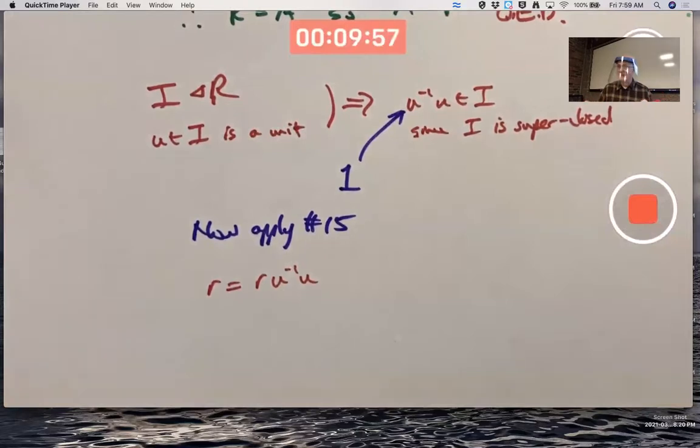Anytime an ideal contains a unit, it's the entire ring. Does that mean ideals are uninteresting? No, there's plenty of interesting ideals still to think about that are proper ideals, not the entire ring.